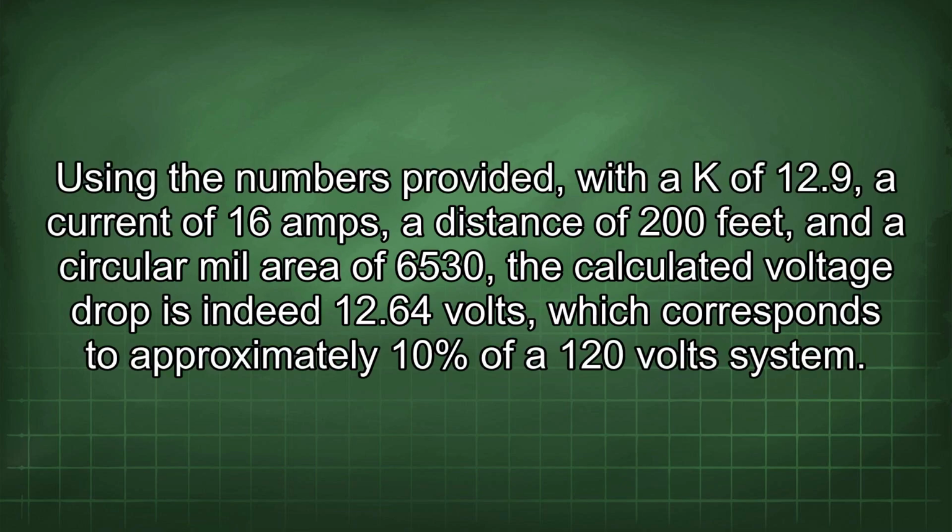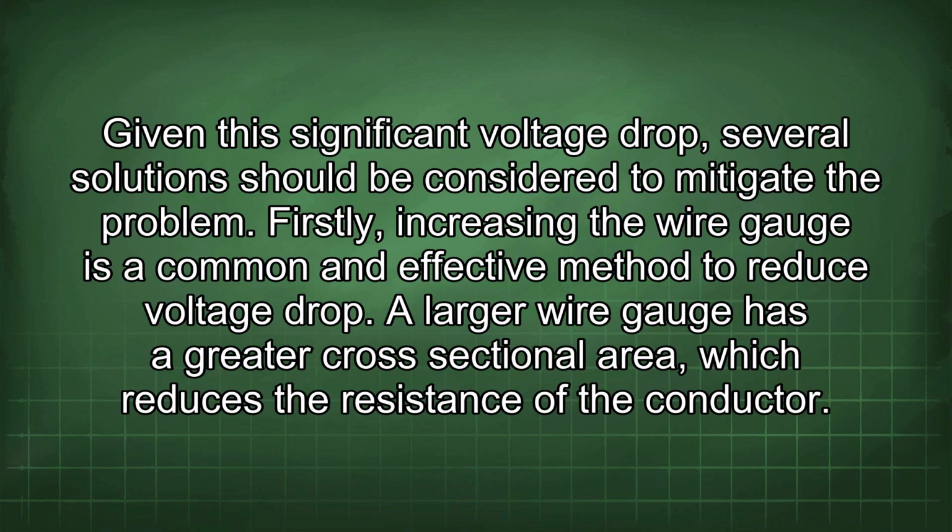Using the numbers provided, with a K of 12.9, a current of 16 amps, a distance of 200 feet, and a circular mil area of 6,530, the calculated voltage drop is indeed 12.64 volts, which corresponds to approximately 10% of a 120-volt system. Given this significant voltage drop, several solutions should be considered to mitigate the problem.